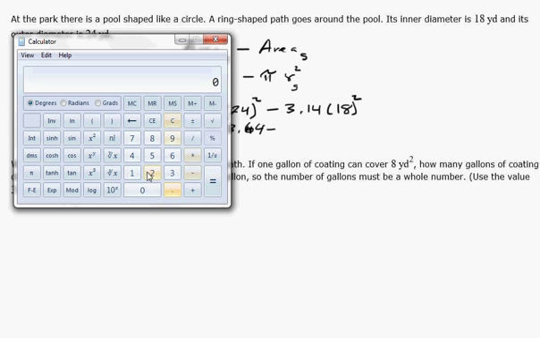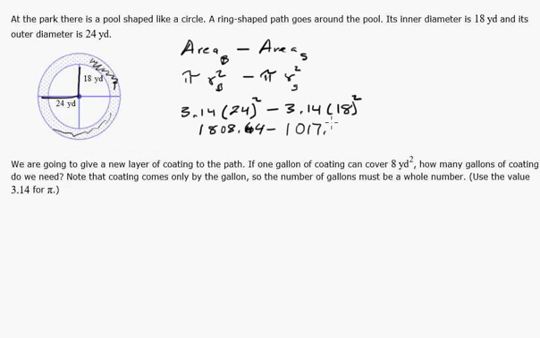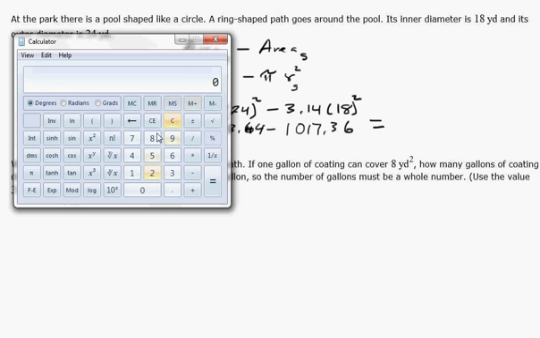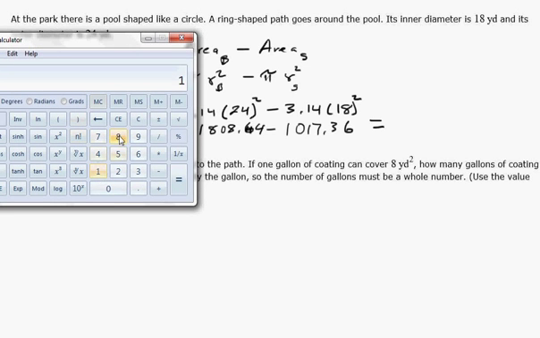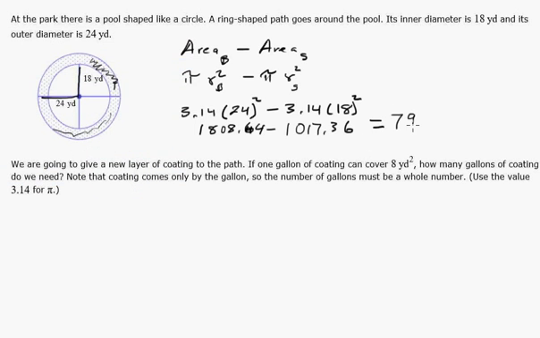The second one we have to calculate. 18 times 18 times 3.14 gives 1017.36. Back to the calculator: 1808.64 minus 1017.36 equals 791.28. So that's 791.28 square yards.